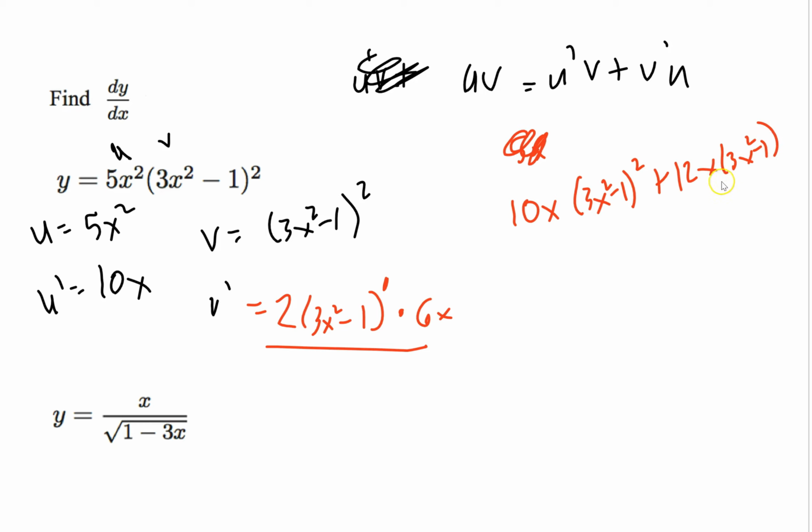I can simplify more if I wanted to. Times u, and u is 5x squared. Again, you know how to simplify unless it specifically asks you, but that's how you do that, right? It's a product rule that has a chain rule inside of it. That's all we're going to get now. We're going to get so many chain rules. Everything's going to be a chain rule for the most part.